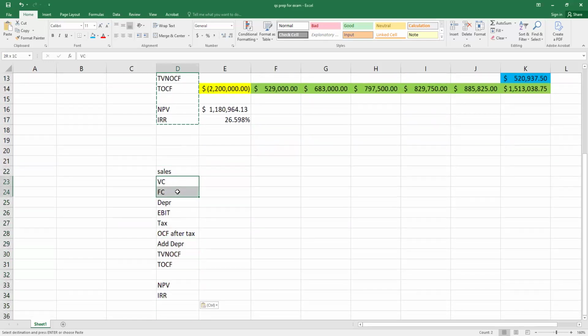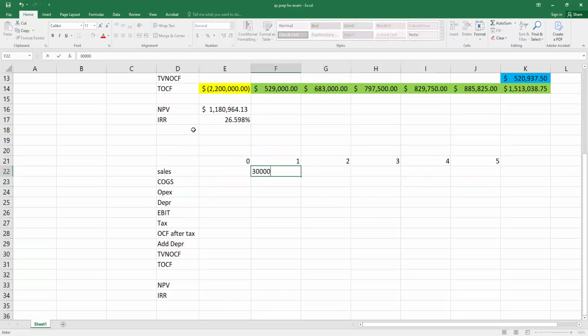So I don't have fixed cost and variable cost, but I have cost of goods sold and OpEx. And my sales, it said here, is 300,000 in year 1, and it grows 5% annually. So 0, 1, 2, 3, 4, 5. So 300,000, and it grows by 5%, so 1.05 times 300. That's what we have.